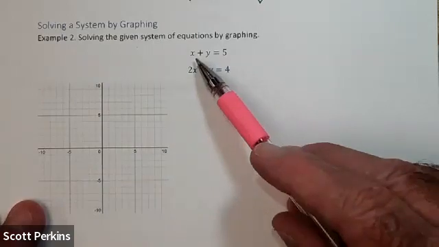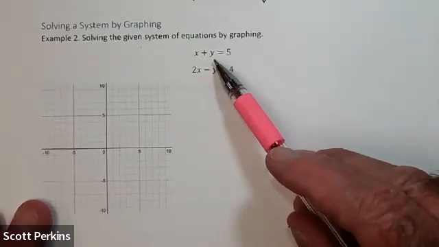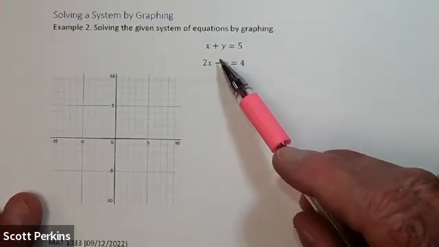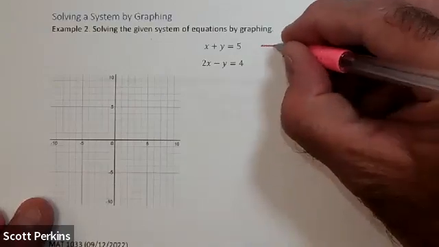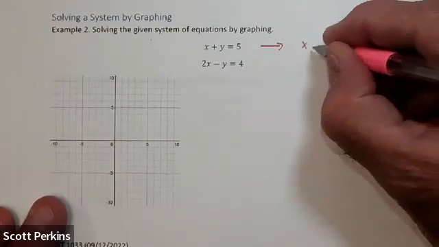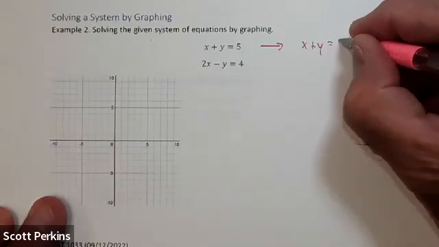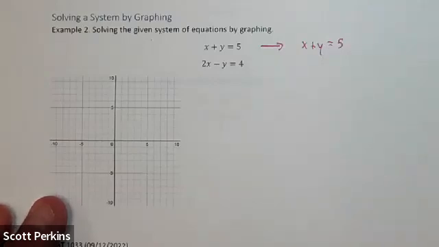So here's the system. The first equation is x plus y equals 5. The second equation is 2x minus y is equal to 4. So I'm going to just refresh your memory about graphing on the first equation, and then I'm going to give you a moment for the second equation. I'm going to write this first equation over here where there's a little room to manipulate it.